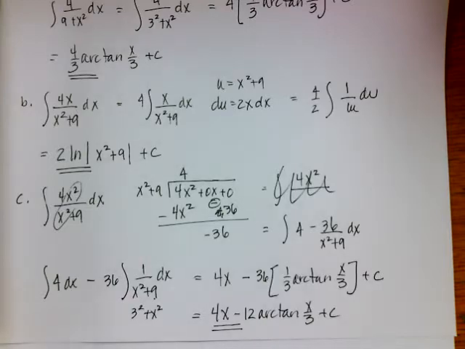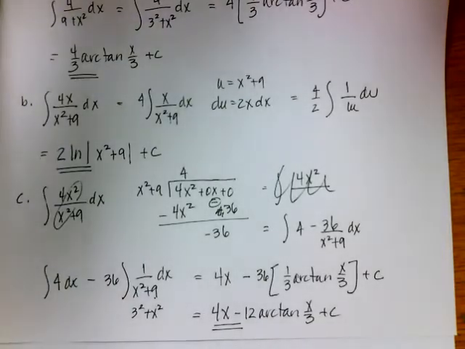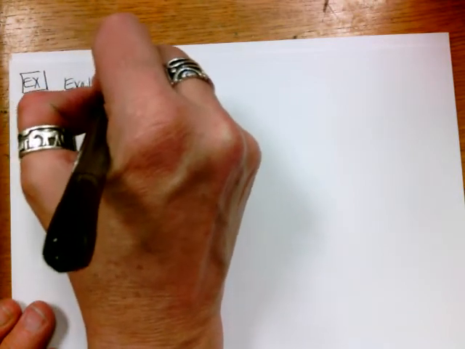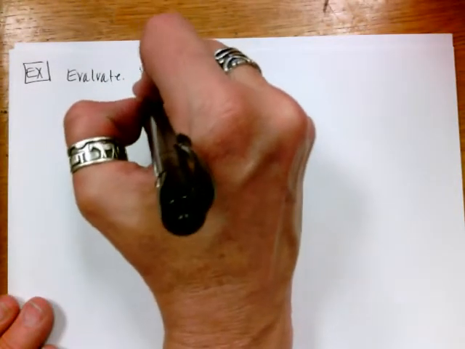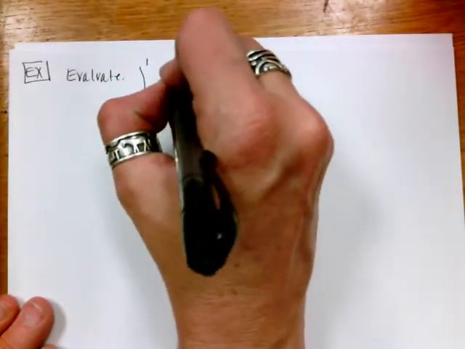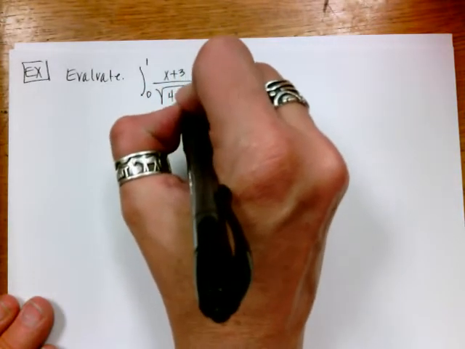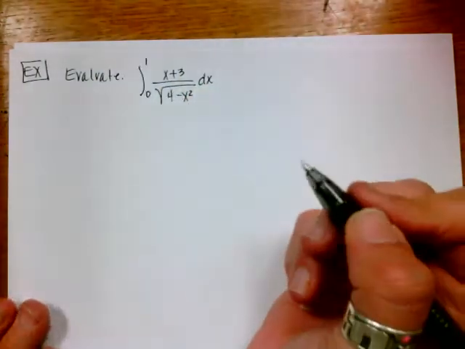Alrighty, so now let's move on to our next example, different problem. And we're just learning some different tricks each time. And then we'll make a list of those tricks at the end when we're done. We want to evaluate the integral from 0 to 1 of x plus 3 over the square root of 4 minus x squared dx.